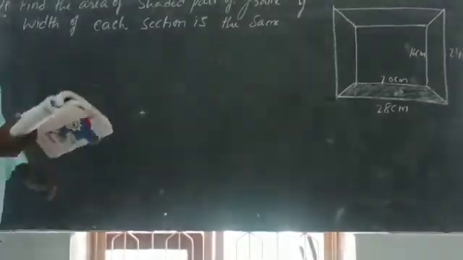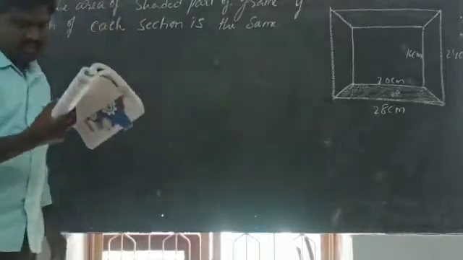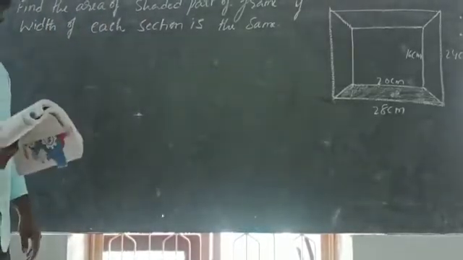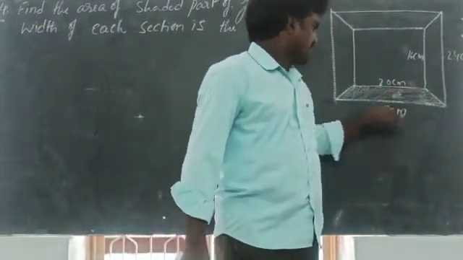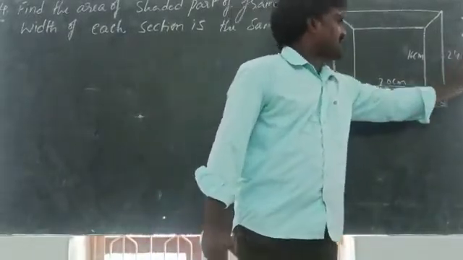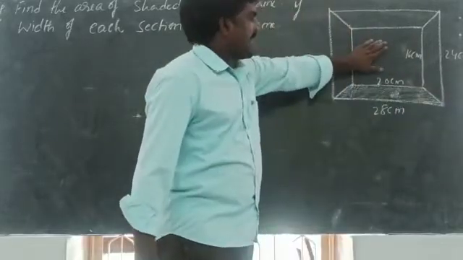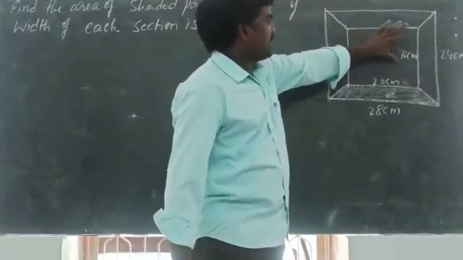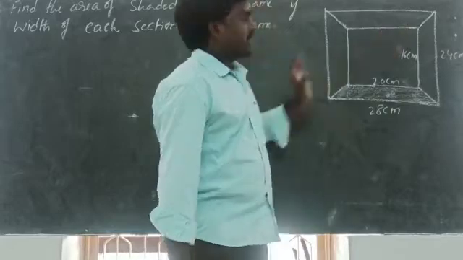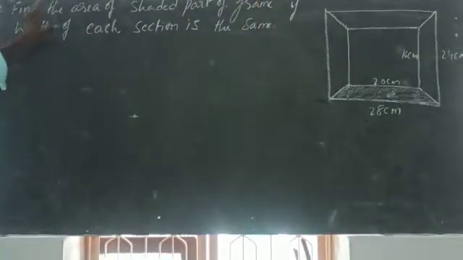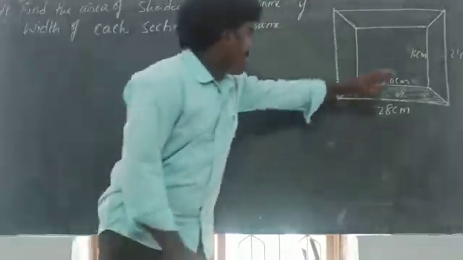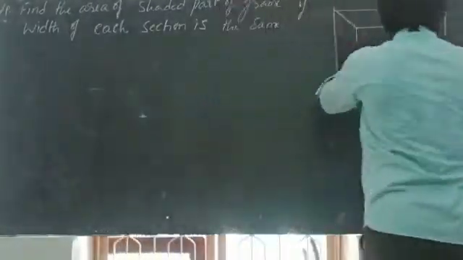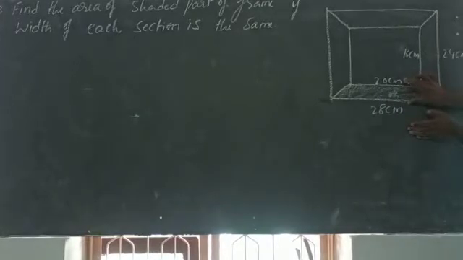Next, the adjacent figure, the adjacent frame, has outer dimensions 24 and 28. That means length is 28, breadth is 24. The inner dimensions are length 20, breadth 16. Okay, so what are they asking? Find the area of the shaded part of the frame. It is the frame, and in this frame, it is the shaded part. They are asking for the shaded part area.